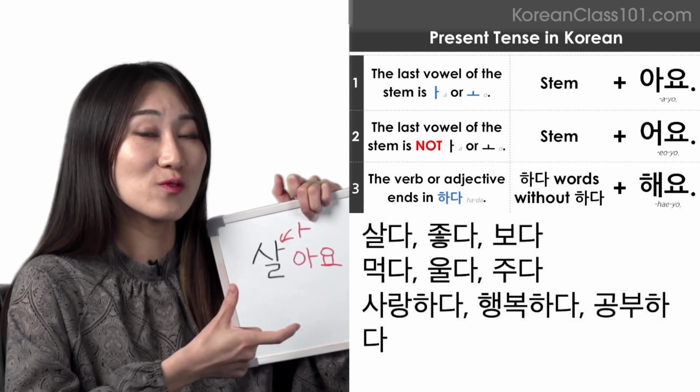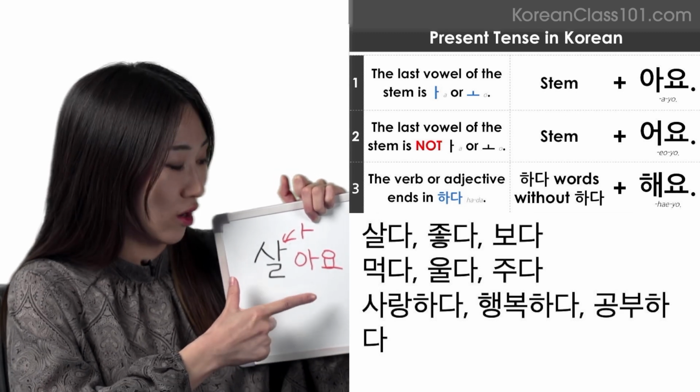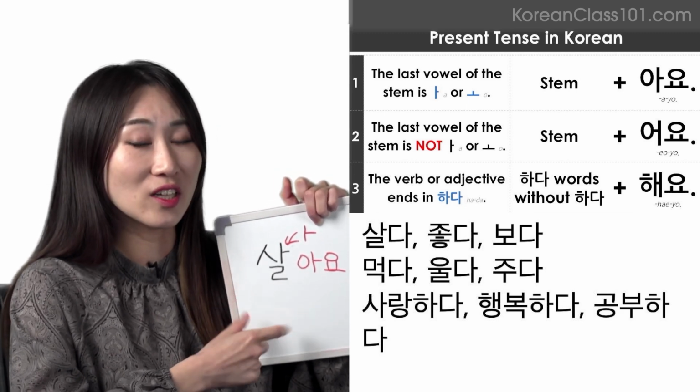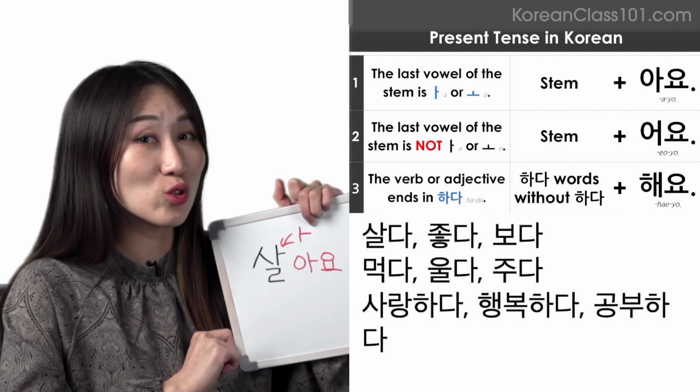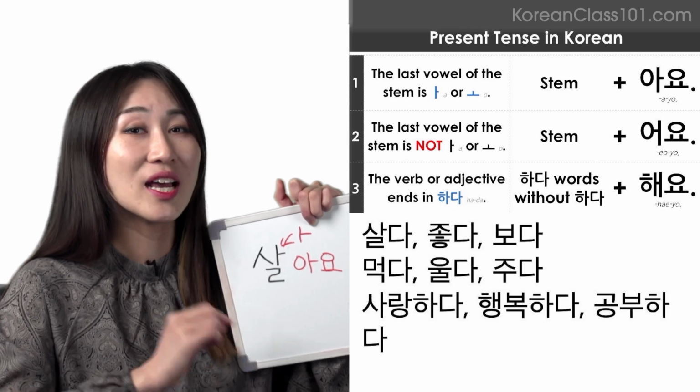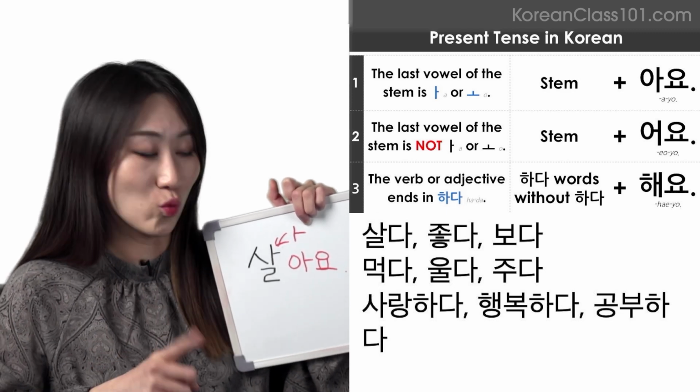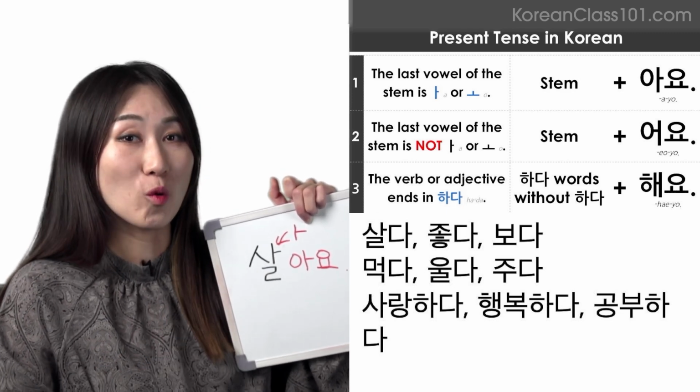And this is a very standard way to make the present tense in Korean. We do have formal ways to make the present tense and a casual way to make the present tense, but let's look at the most common one, which is this 요 form.